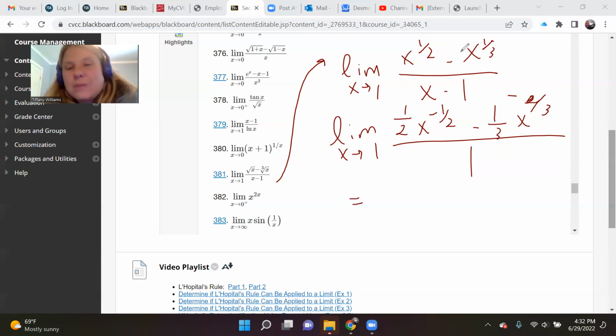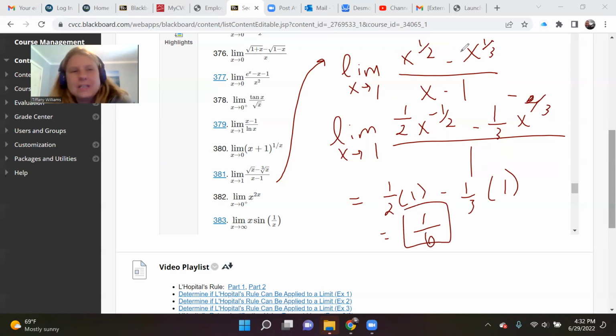So if I do a direct substitution, I'm going to have 1/2 times 1 minus 1/3 times, well, 1, because 1 to the negative 2/3 is still 1. So what's 1/2 minus 1/3? That's going to end up being 1/6.